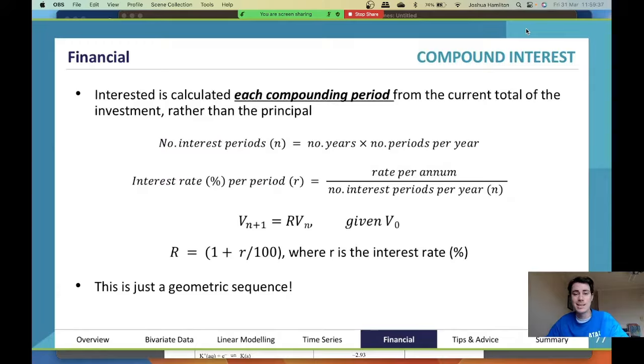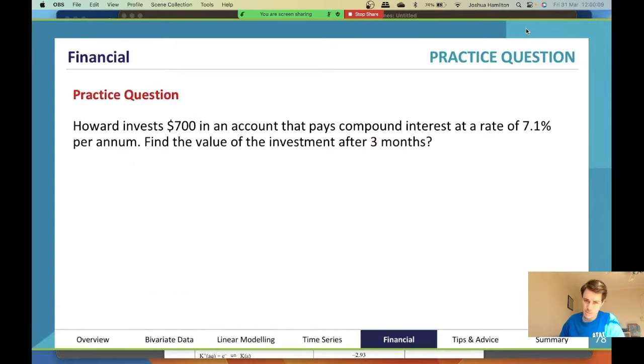Interest is calculated each compounding period from the current total of the investment rather than the principal. The number of interest periods, n, is the number of years multiplied by the number of periods per year. And the interest rate is the percentage per period, R, so the rate per annum divided by the number of interest periods per year. Let's go through how to do this, because all of those words can be very confusing.